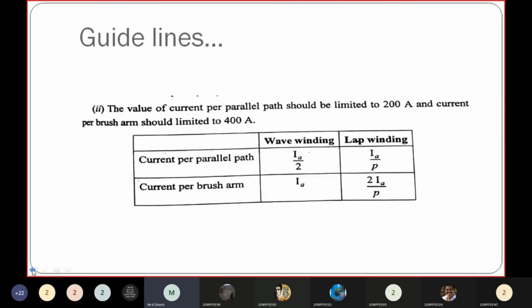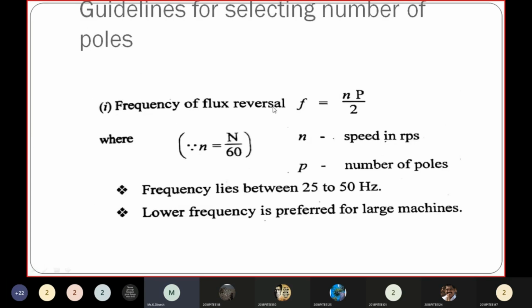So the first one is frequency of flux reversal we have to check. So this is the first guideline. The relation is f equal to NP by 2. So the frequency should be in the range of 25 to 50.